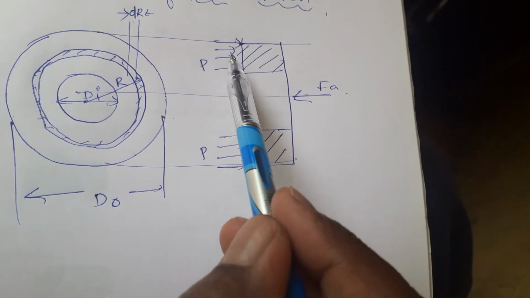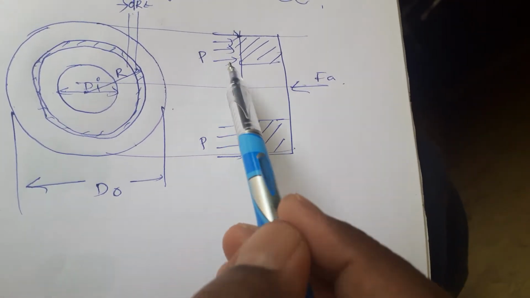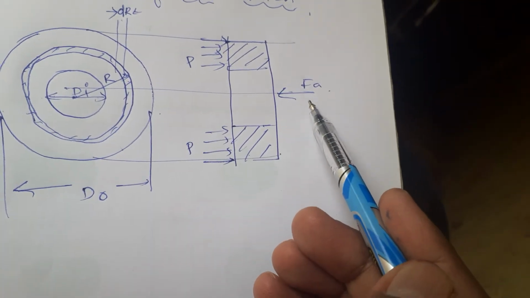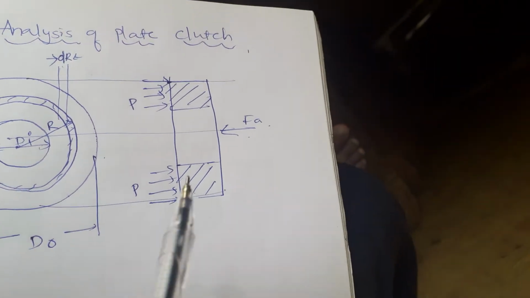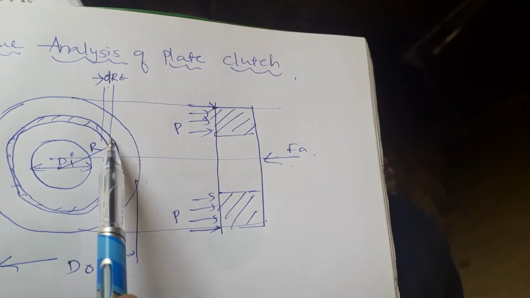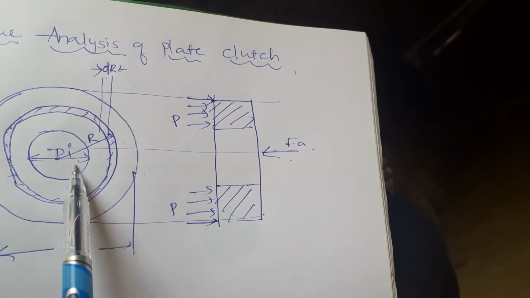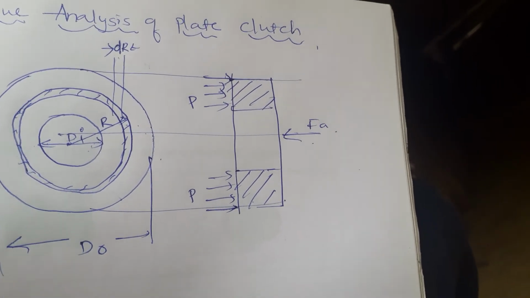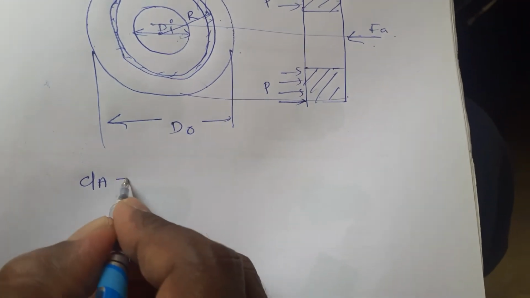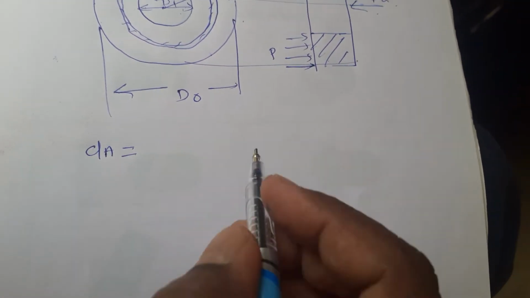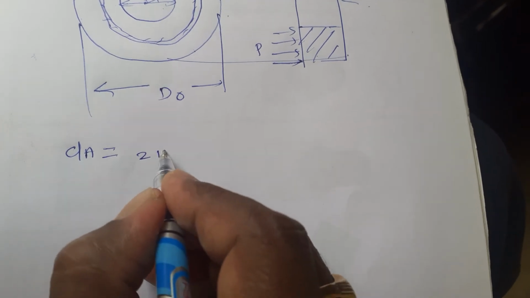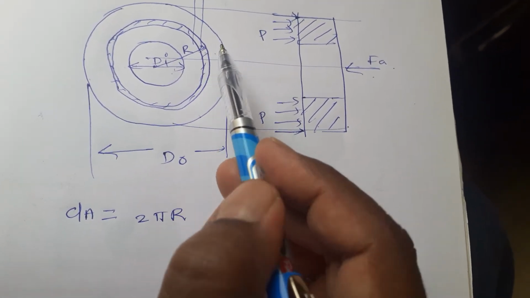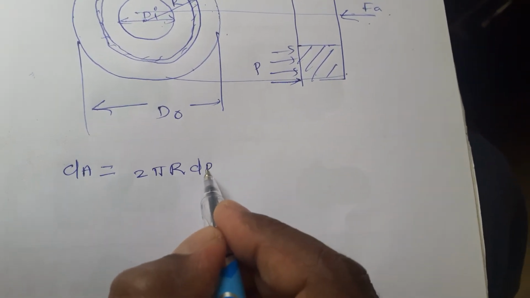If you see the pressure distribution, this is the pressure p. This side, if it is the pressure, the opposite side will be what? Your Fa. Now consider, as I already said, the elementary thickness dr at a distance r. The area of the element ring, that is dA of the elementary ring, is what? 2 pi r into the thickness dr.